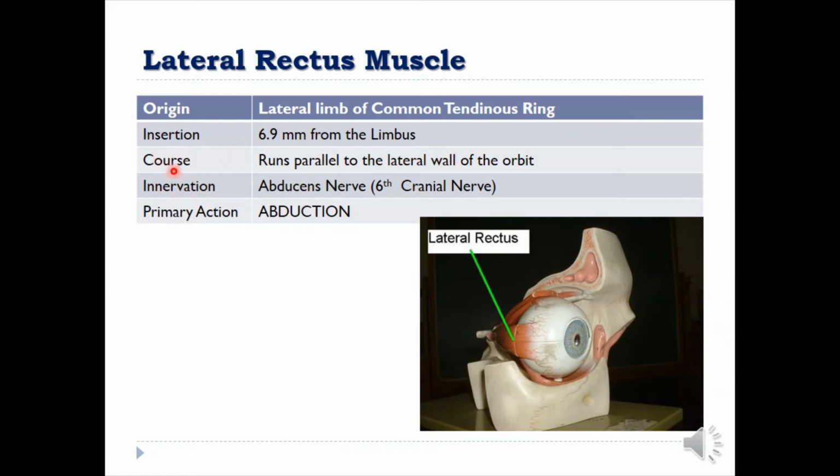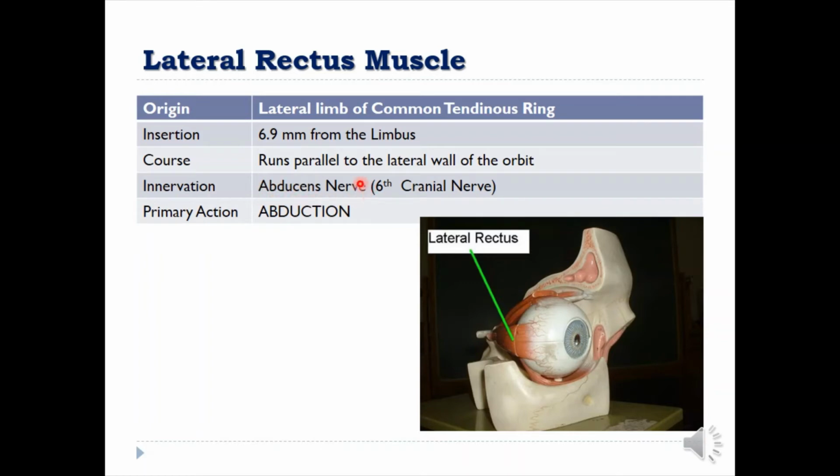Right, so which nerve is controlling? Here we are learning about another nerve, that is the abducens nerve. So what is the difference here? The other three recti, superior rectus, inferior rectus, and medial rectus, were supplied by the oculomotor nerve, but the fourth rectus muscle, the lateral rectus, is supplied by the abducens nerve.